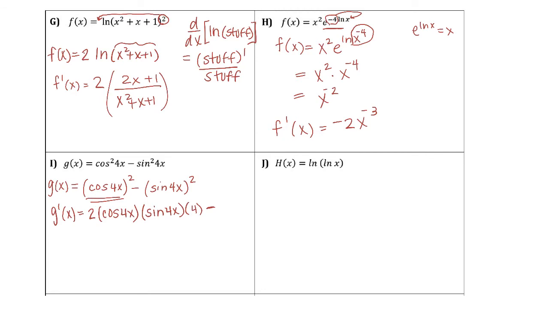And I'm going to change colors to help us keep up with that. So then that's going to be 2. We have to do the derivative of the outside first.